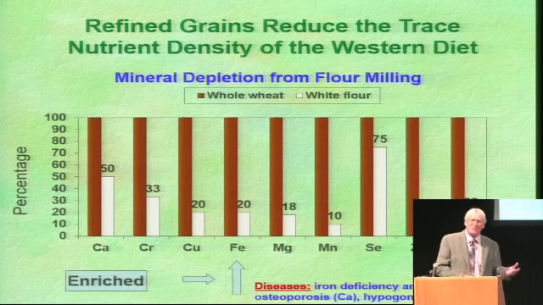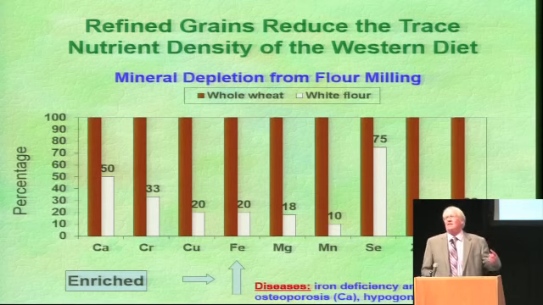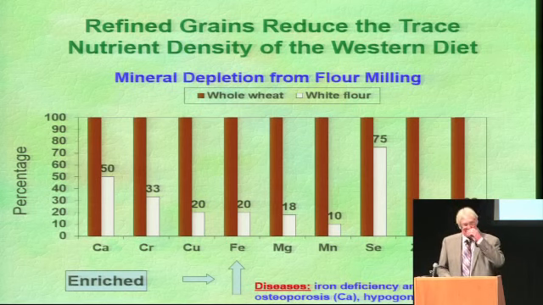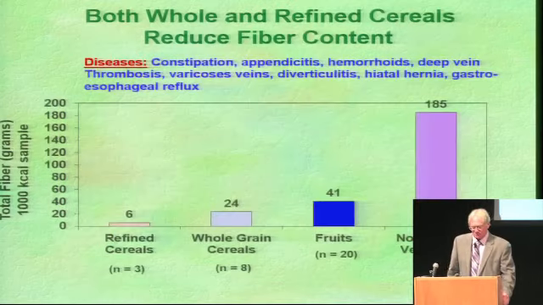So, as I mentioned, there's a trade-off here. And the other trade-off is that whole grains are a much more concentrated source of anti-nutrients, which Pedro Bastos will be talking to you about later in the morning.